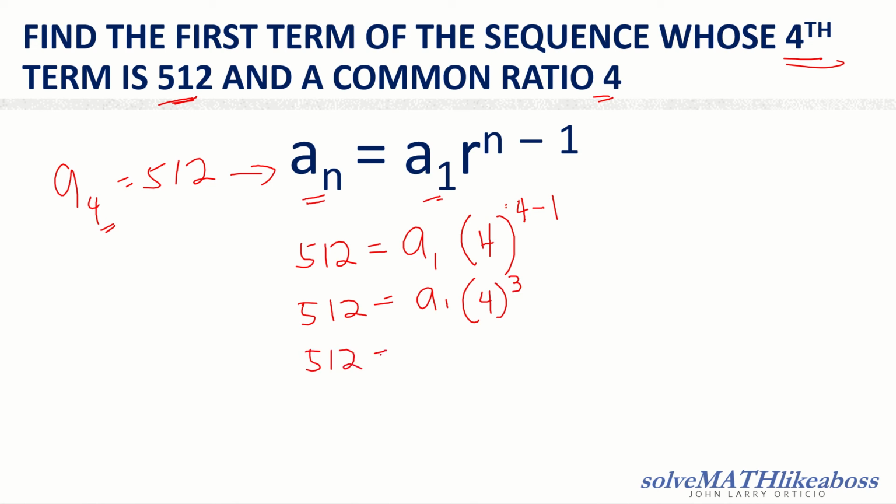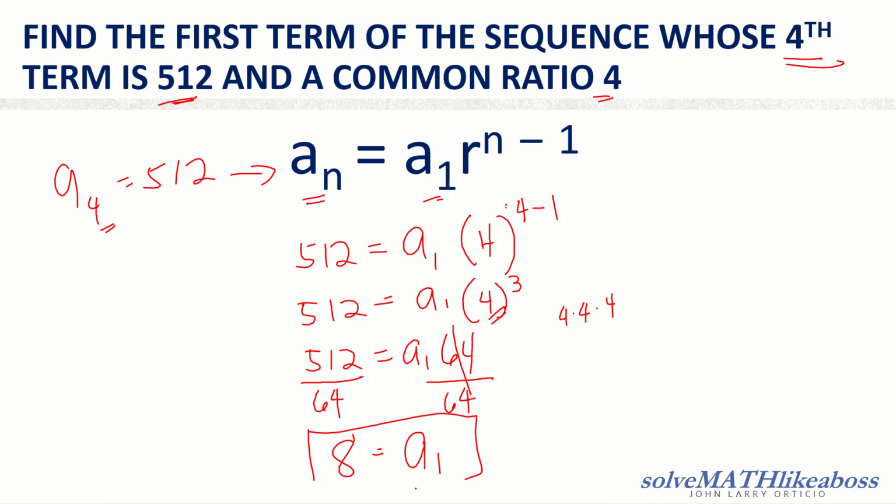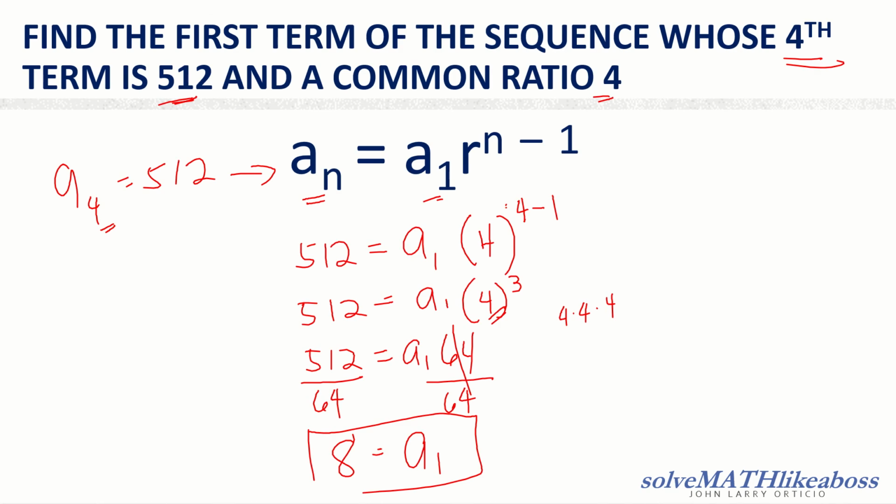Then, 512 is equal to A sub 1 at yung 4 raised to 3. 4 times 4 times 4, that's 64. Divide both sides by 64 para ma-cancel, and ang A sub 1 natin is... I-divide lang natin si 512 by 64 and the answer is 8. So, ibig sabihin, ang A sub 1 natin ay 8. So, that's how you get A sub 1. So, yun, binigay ko na yung mga nawawala kapag yan yung formula. Okay, nawala yung A1, nawala yung R, nawala yung N term.